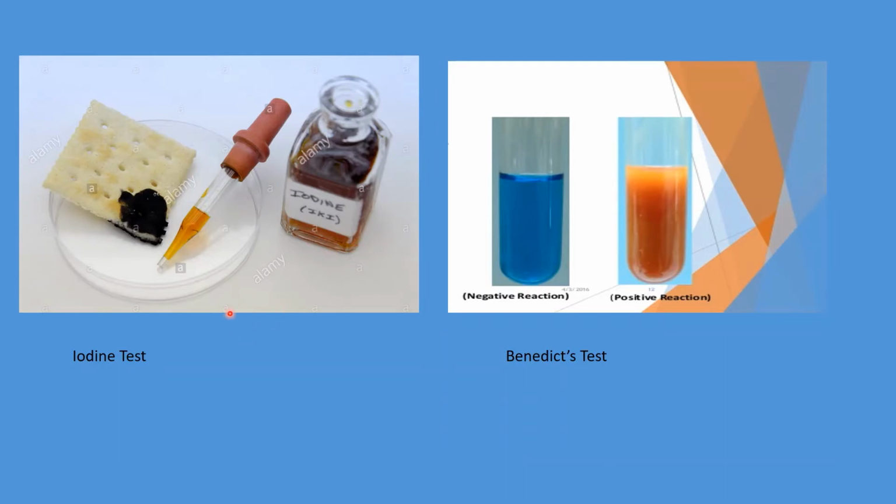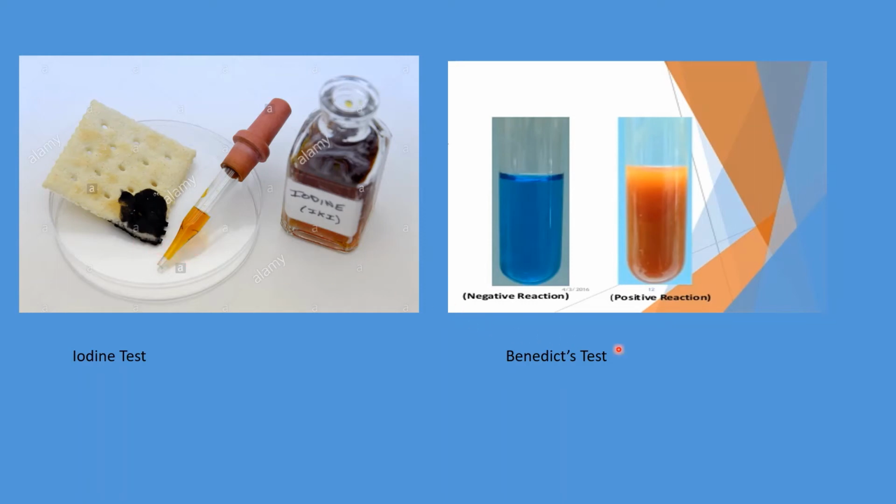Now I want to show you the iodine test. If the test is positive, meaning iodine detects the presence of starch, the brown iodine will turn dark blue or blue-black. So this shows the presence of starch.